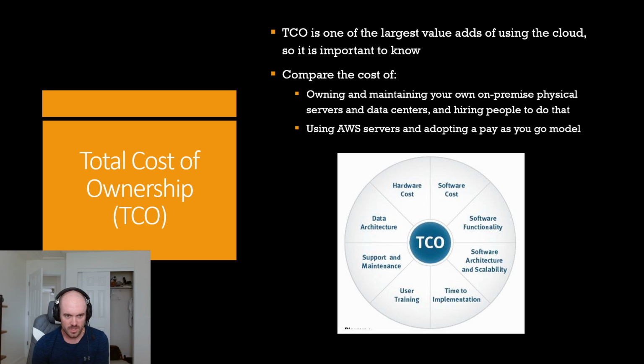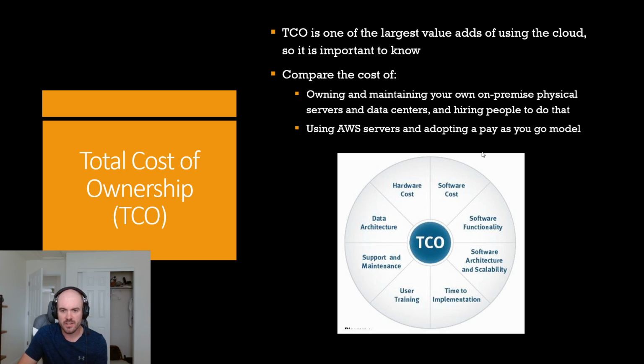So the total cost of ownership (TCO) is something that gets presented quite a bit by AWS because it's again one of the largest value adds of the cloud. And basically, what it does is it compares the cost of owning and maintaining your own on-premise physical servers and data centers and the associated costs with that versus using AWS cloud-based servers and then just adopting a pay-as-you-go model. So you only pay for what you're going to use.